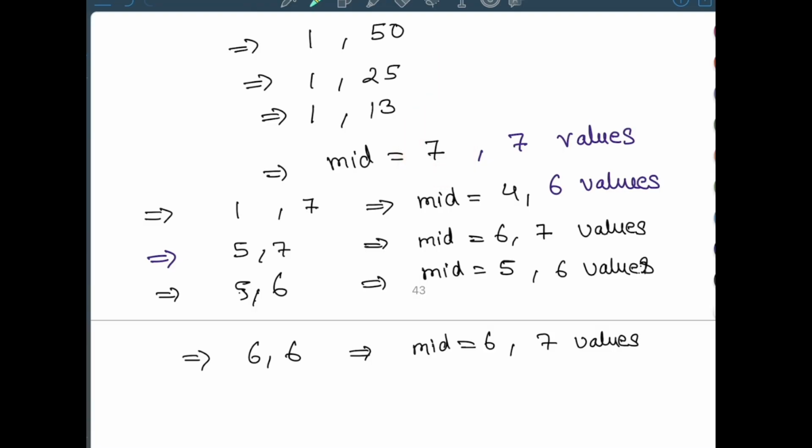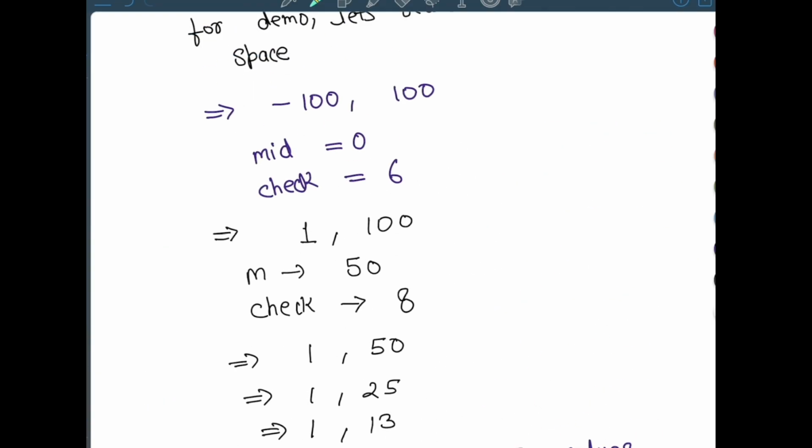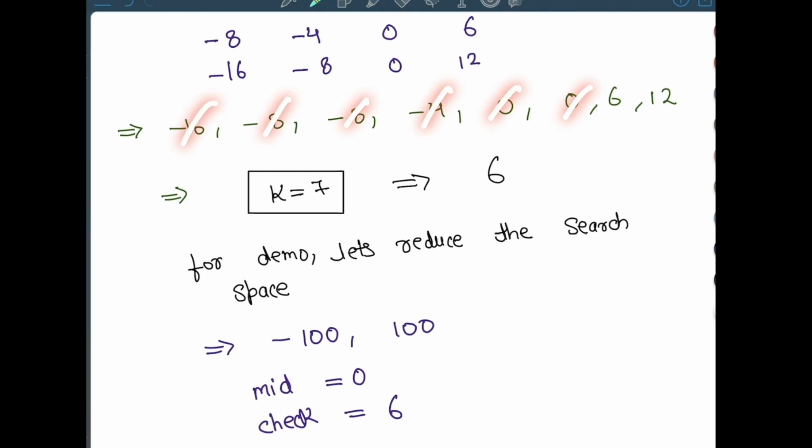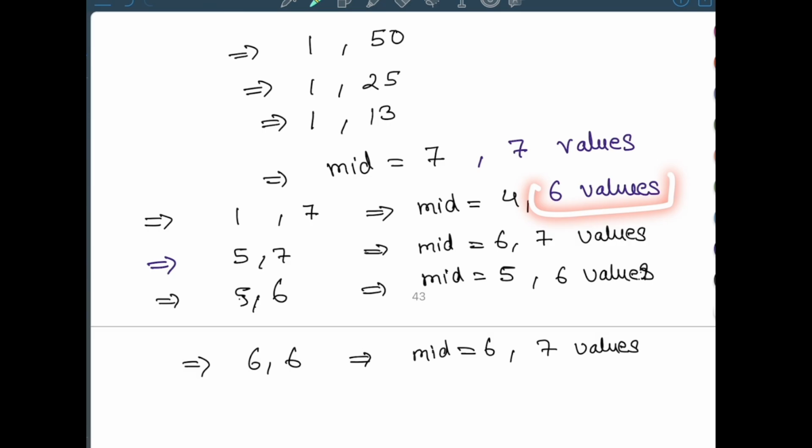So let's reduce the search space. The search space was 1, 13. Now it will be 1, 7. The mid value is going to be 4. Now tell me, how many values do I have which are less than or equal to 4? I have 1, 2, 3, 4, 5, 6 values, right? So I have 6 values. Now 6 is less than k. It means my answer is more than 4.